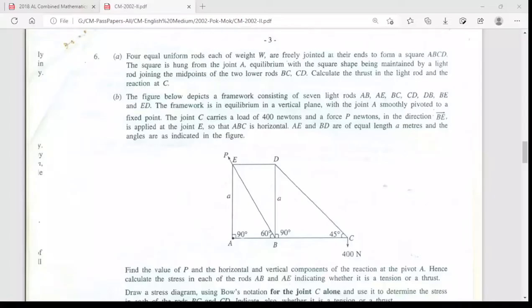Several reaction or reaction calculate thrust in the light rod and the reaction at C. Right? That's all. Right.